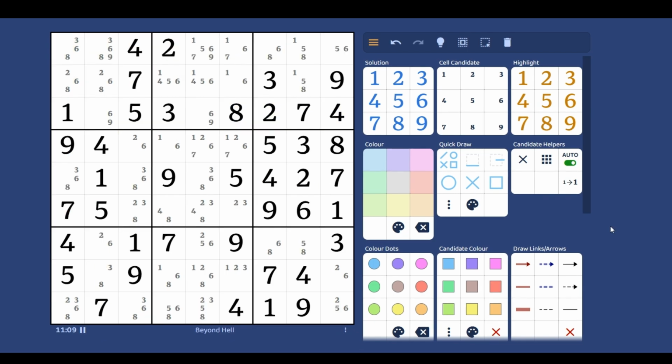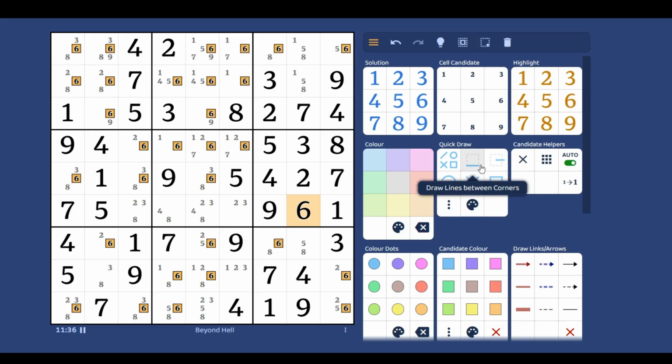Here we have another example of a Nishio forcing chain in this grid. This is from the Sudoku wiki page on Nishio forcing chains. Let's go ahead and look at these bottom 3 boxes, and let's specifically take a look at the 6s in them. So right off the bat, it doesn't look like there's a ton of strong links, unless we approach it from the perspective of group links, and then we can actually see there are a couple of strong links here.